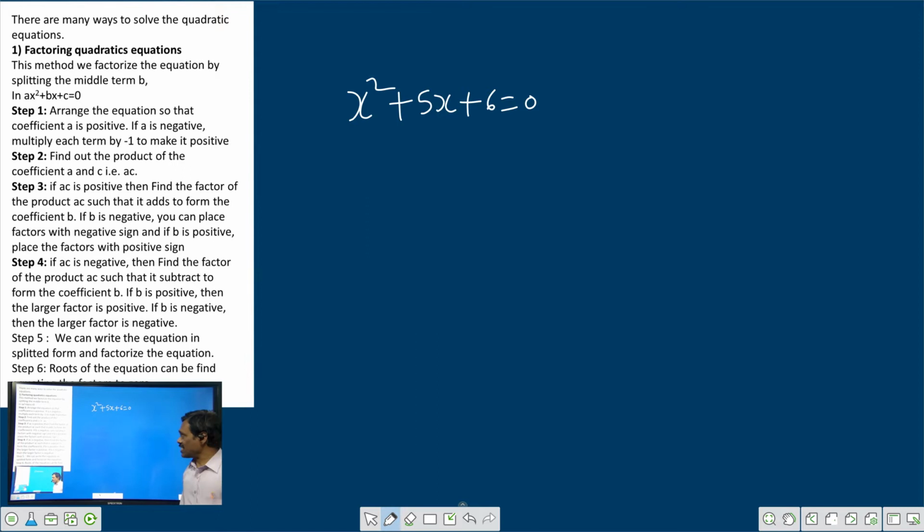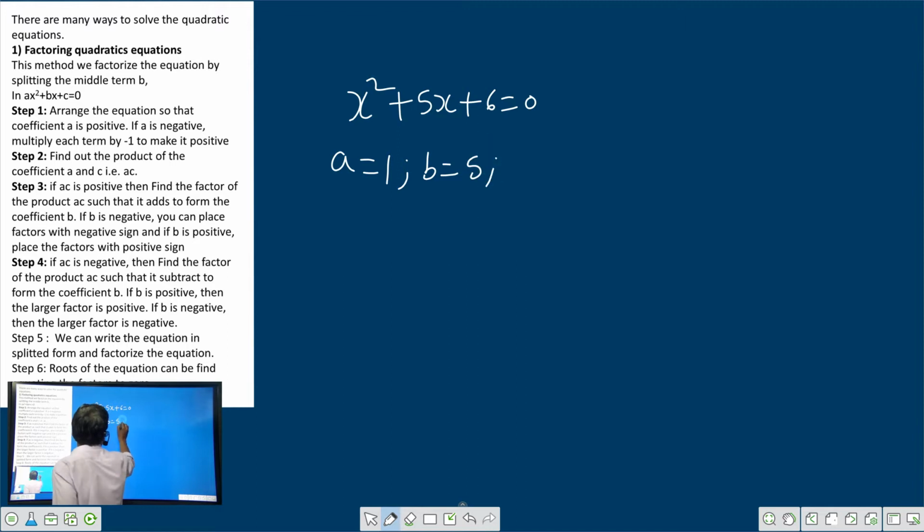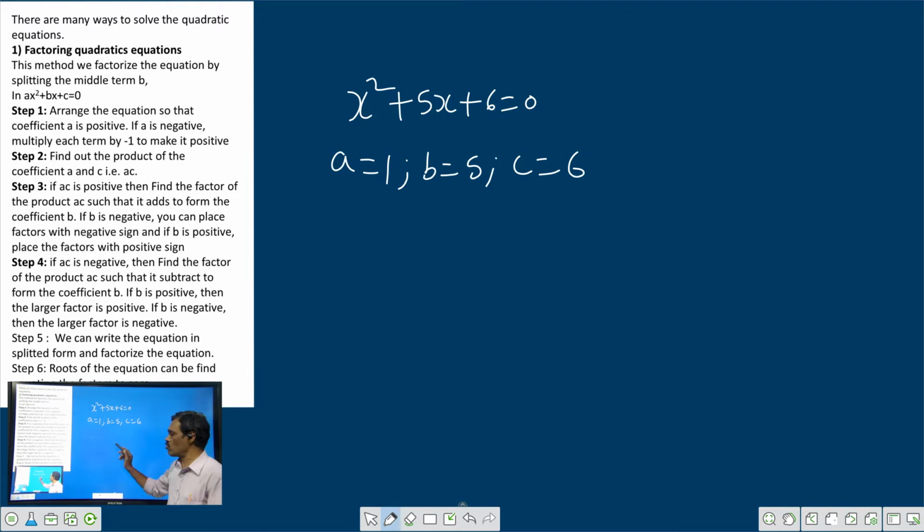Coming to factorization, a simple question: x square plus 5x plus 6. See, that's what he's saying here. Find out the product of A and C. If I compare this with the standard form, what will I get? A is equal to 1, B is equal to 5, C is equal to 6.